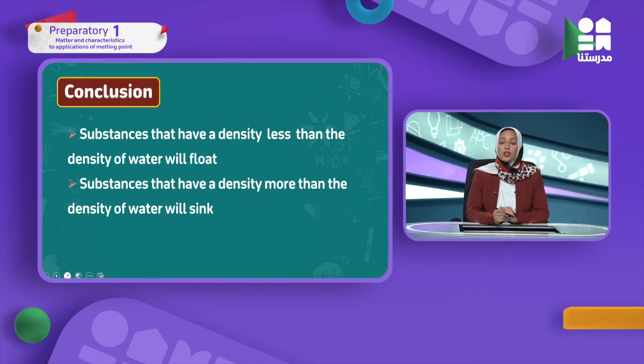So the conclusion that we can get from the video is انه substances that have a density less than the density of water is gonna float. يعني ايه؟ يعني لو انت رحت حسبت ال density of this substance ولقيتها less than 1 دي اللي هي ال density of water, this means ان ال substance is gonna float، هتبقى above the water. طيب if the substance have a density more than the density of water، يعني ال density بتاعتها is more than 1، ده معناه ان ال substance دي will sink in the water.